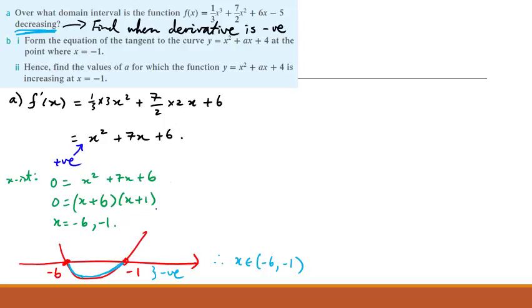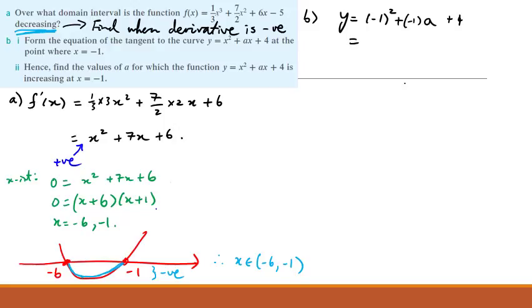Part B. Form the equation of a tangent to the curve y equals x squared plus ax plus 4 at the point where x is equal to -1. So this is just the same as before. We've done this before. We just need to find the y value first. So y equals -1 squared plus a times -1 plus 4. Now just a note, if you start putting this in the calculator, you should always put the -1 first in front of a, so I'm just going to fix that notation.